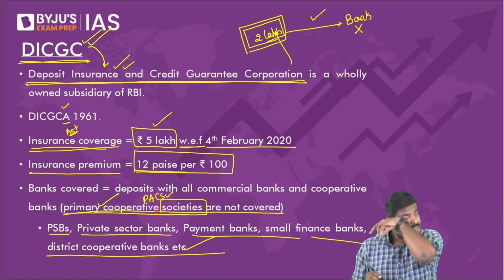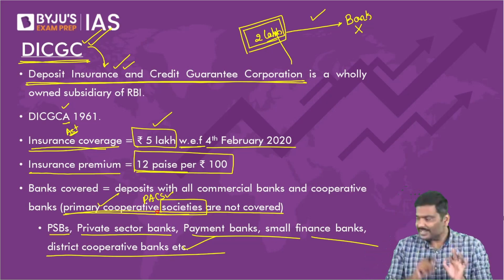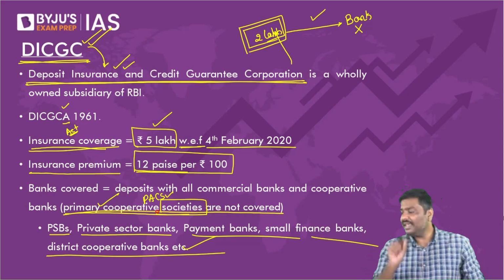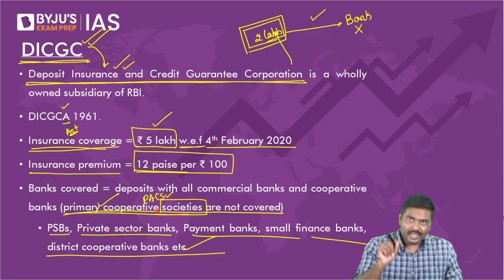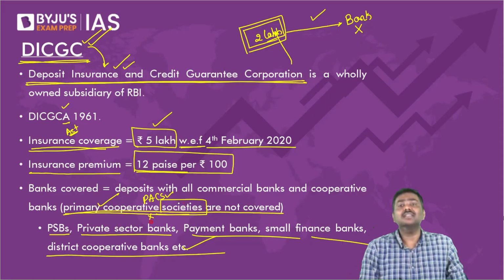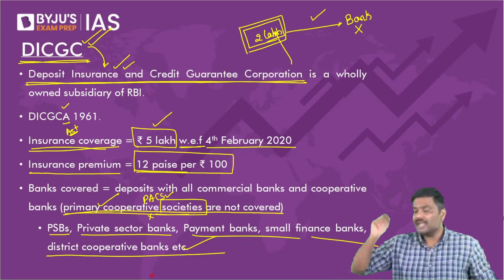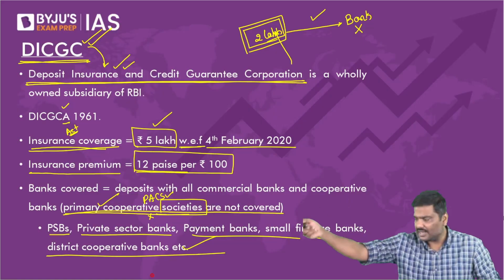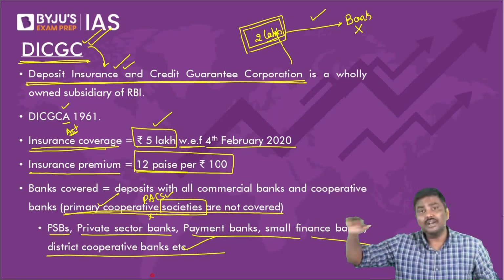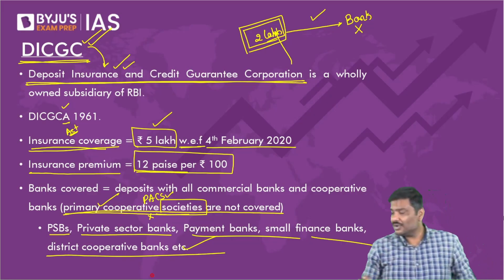Please look at the name and tell me, is PACS a bank? No, right? This is not a bank. Hence, any deposits collected by primary cooperative societies, primary agriculture credit societies, will not be covered under DICGC.